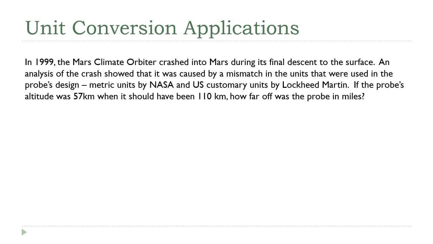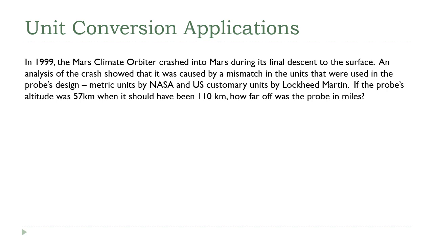In 1999, there was a Mars probe that crashed into the surface of Mars as it was trying to land, and a post-crash analysis revealed that the problem was a mismatch of units. NASA was using metric values where the manufacturer, Lockheed Martin, was using the US customary values. So I've got a question based around this. If the probe's altitude was 57 kilometers when it should have been 110 kilometers, how far off was it in miles from where it should have been?